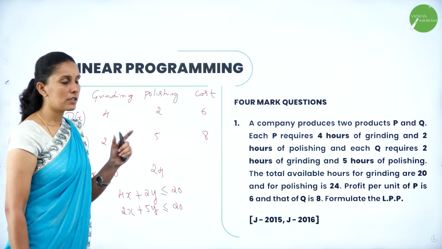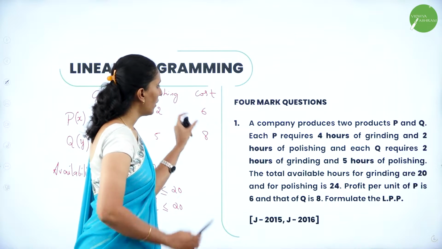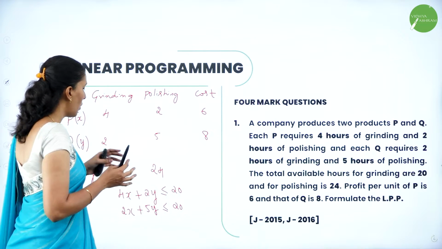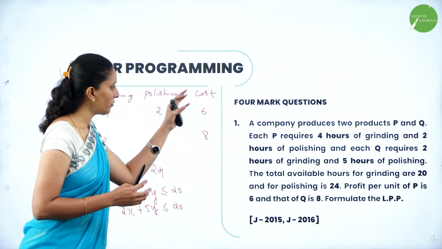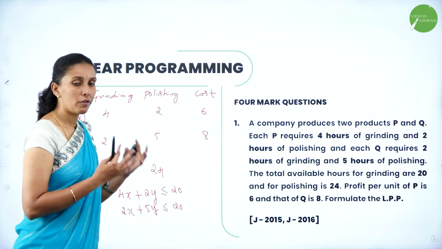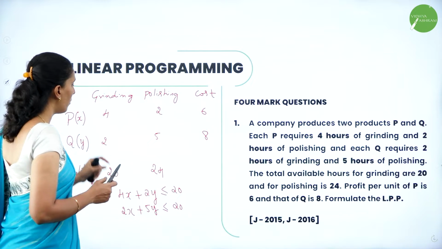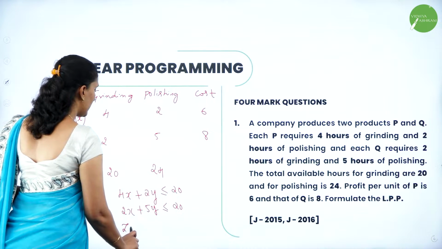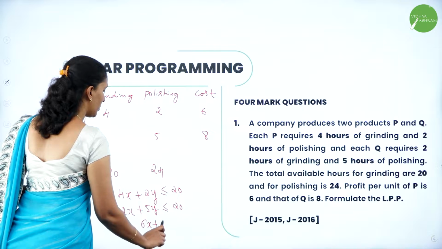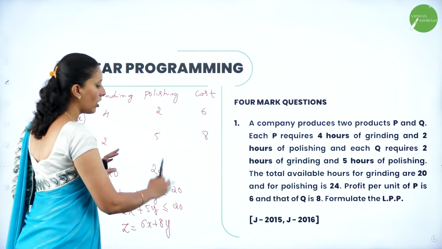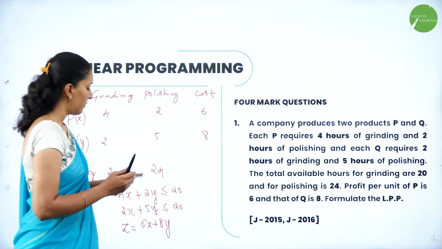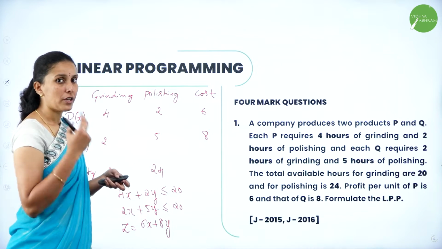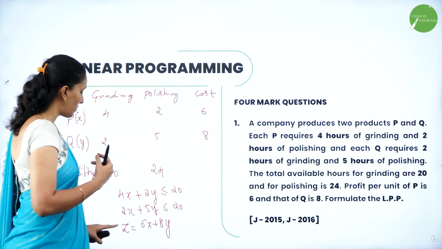So then what is the cost? So the cost is that with the minimum requirements, we need a maximum profit. So therefore, my objective function will be z is equal to 6x plus 8y. So here we are finding the profit. So therefore we need to maximize the objective function.